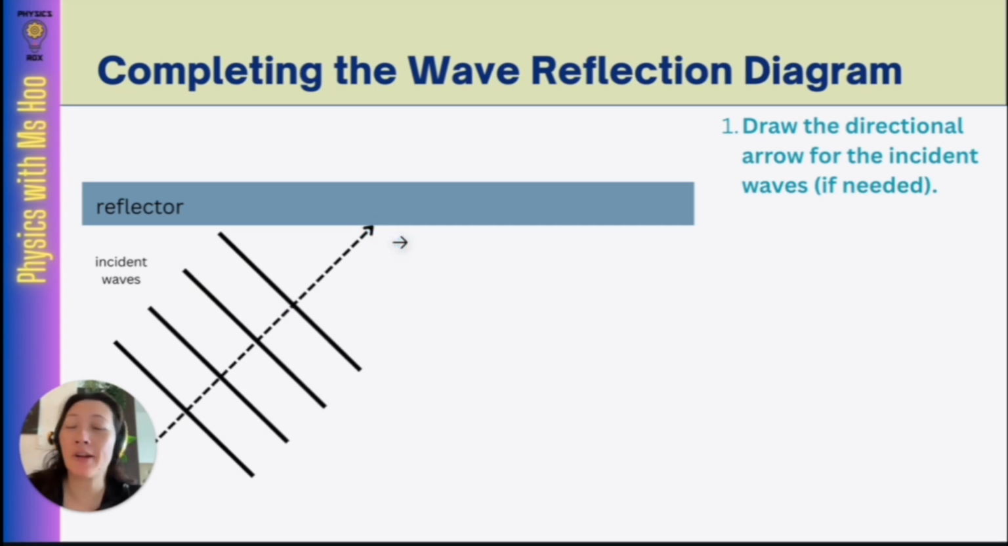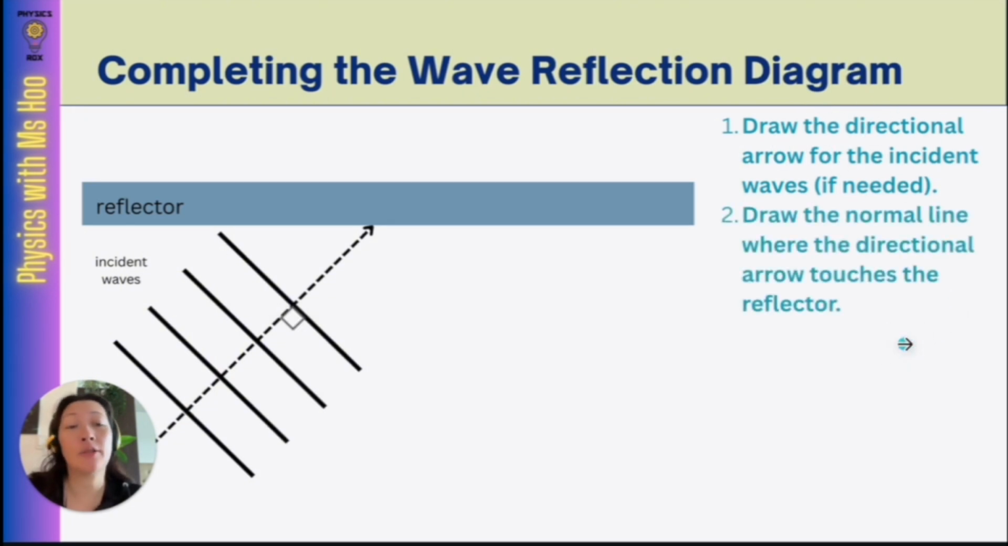Now, if the diagram you're given already has the directional arrow, you can skip this first step and go straight to the second step, which is to draw the normal line where the directional arrow touches the reflector. So what is a normal line? A normal line is a line that is perpendicular to the reflector. So at the point where the arrow has touched the reflector, that's where you draw the normal line.